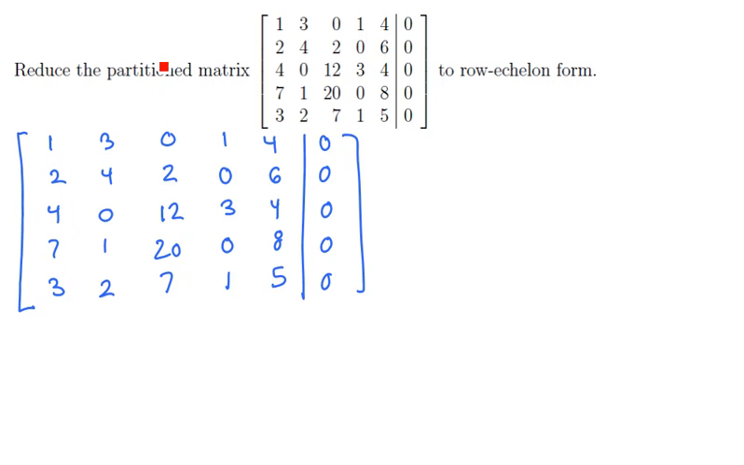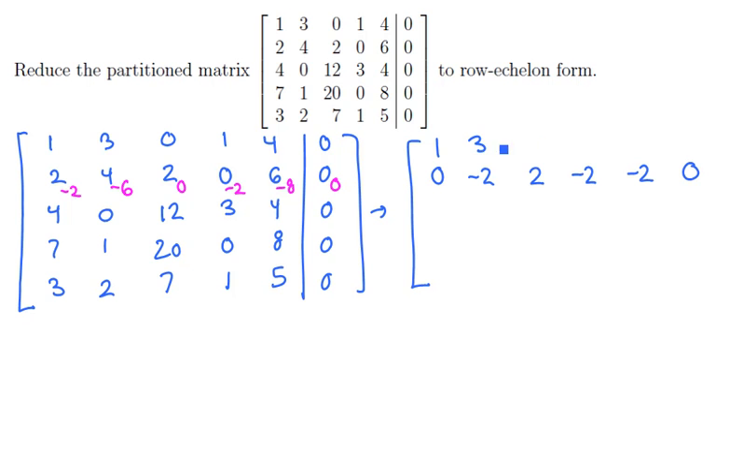For example, if we scaled the first row by a -2 and added it to the second row, we'd obtain a 0 in the first entry. The first row scaled by a -2 is -2, -6, 0, -2, -8, 0. And if we add these two rows together, we obtain, for a new second row, 0, -2, 2, -2, -2, and 0, leaving the first row unchanged. We can now repeat this argument for each of the other rows.